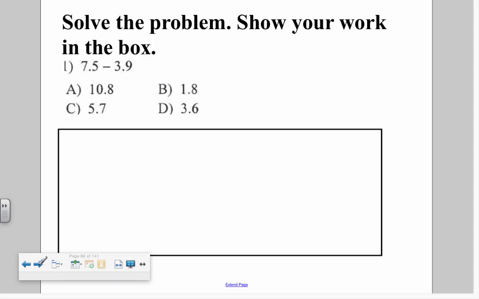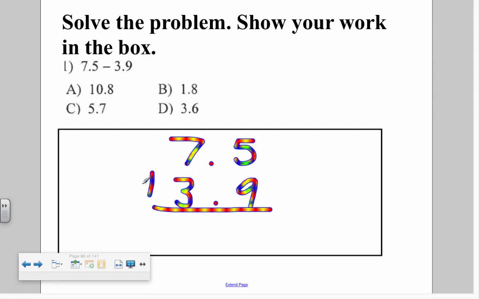If I'm subtracting decimals, it's the same thing. You need to line up the decimals. 7.5 minus 3.9. And I subtract the same exact way you subtract two whole numbers. 5 minus 9, I can't do it. You need to borrow. 15 minus 9 is 6. Bring down the decimal. 6 minus 3 is 3, making D my correct answer.